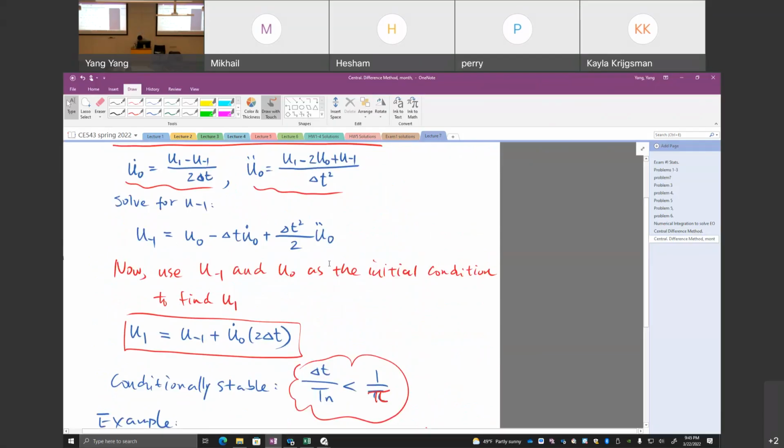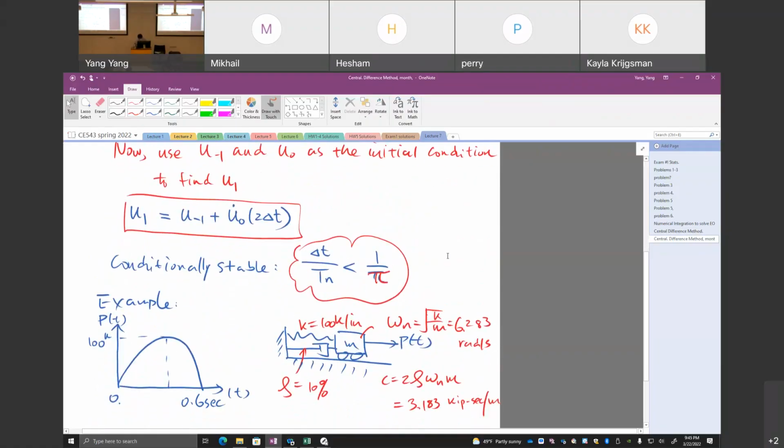So now let's see what will happen. Any questions regarding the problem statement here? Very straightforward: knowing the dynamic properties and the force, what will be the response? The mass will be given to you, and the natural frequency is given to you.